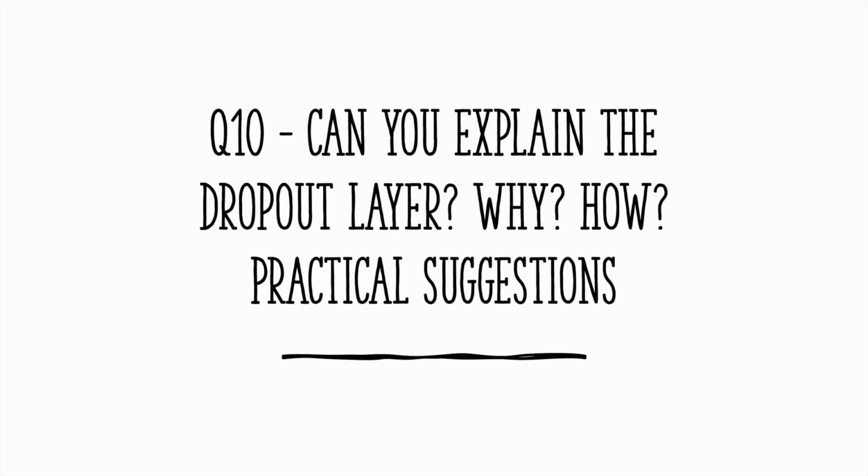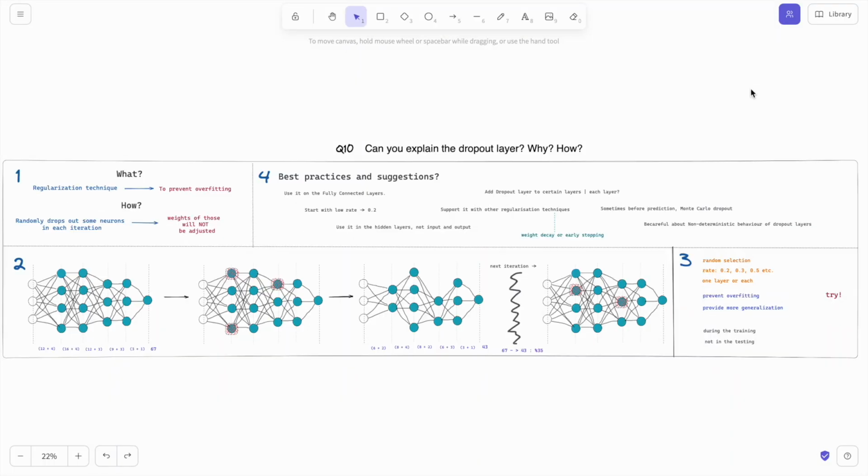And the question is, can you explain the dropout layer? Why is it useful? How? What are the practical suggestions? Like in all questions, let's look at the answers step by step.